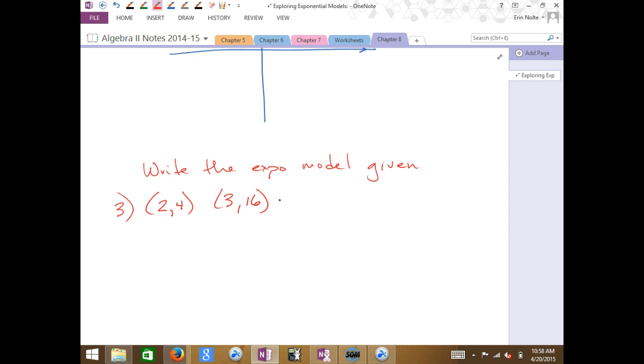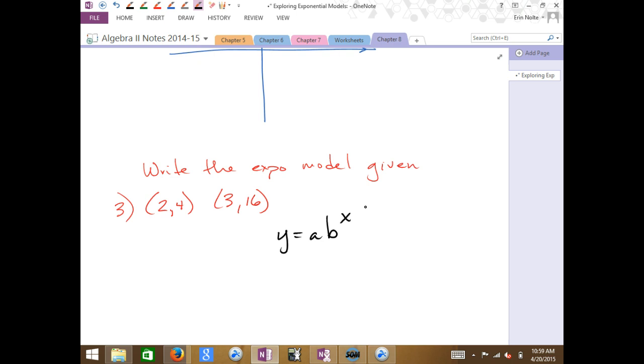If I'm going to write the exponential model, which is just a fancy way of saying the exponential equation, given those 2 points, first of all, what does the exponential equation look like? Y equals a times b to the x. This is the form that we want our equation to look like. So the goal here is that we need to figure out what the a value is and what the b value is.